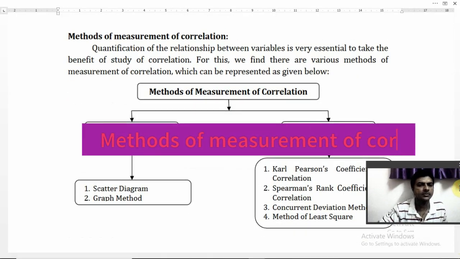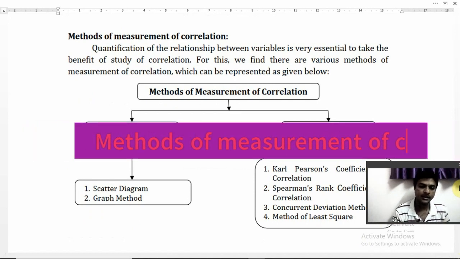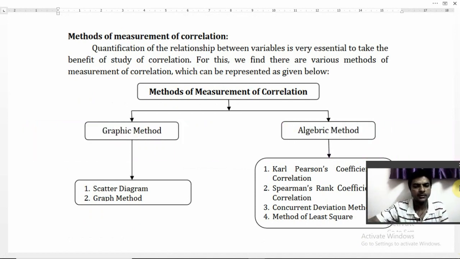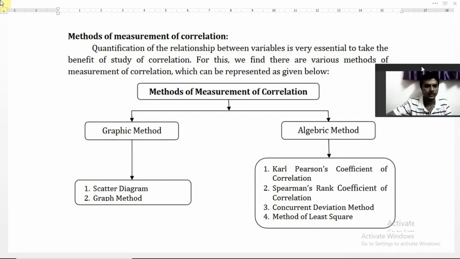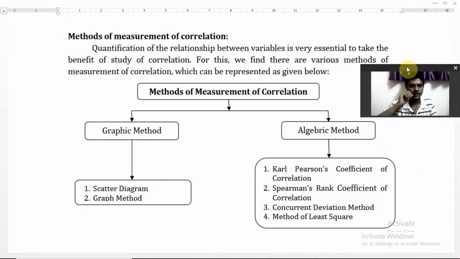Yes. Next we have methods of measurement of correlation. So how many methods are there? We have divided them into two parts. Quantification of a relationship between variables is very essential to take the benefit of the study of correlation. For this, there are various methods of measurement of correlation, which can be represented as given below. There are two types: one is the graphical method and the other is the algebraic method.